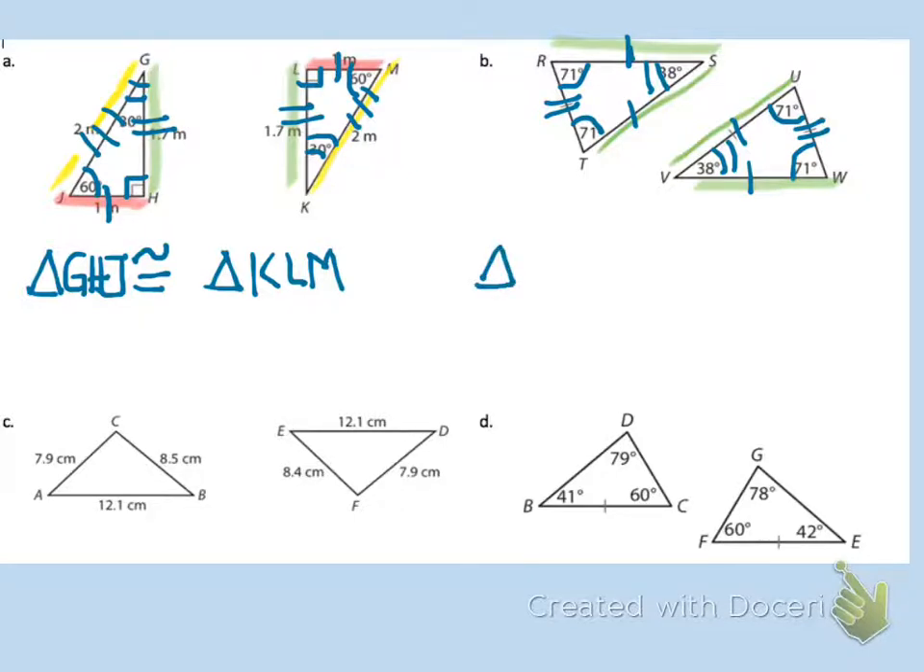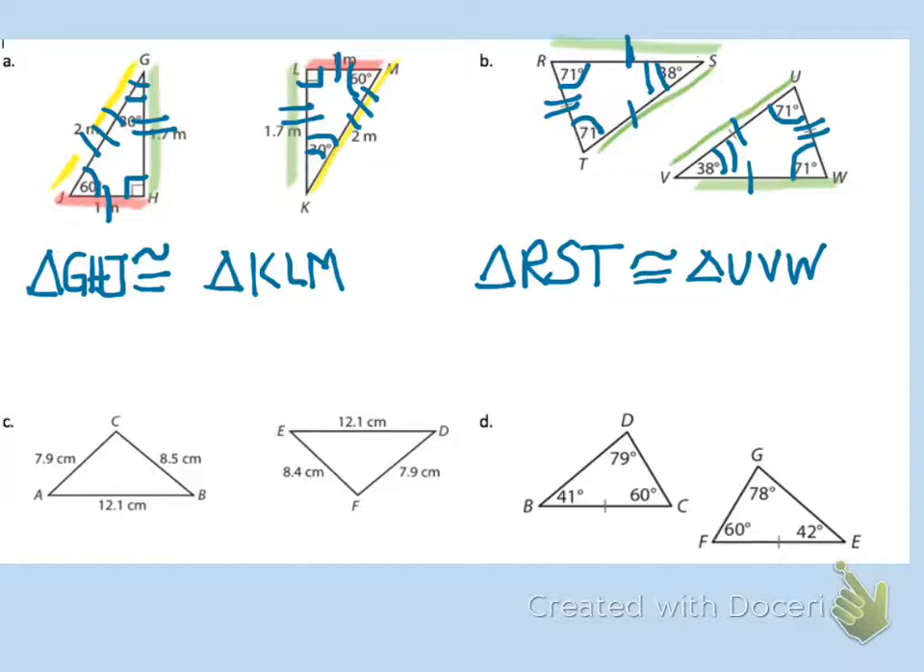So maybe I would say this is triangle RST, because I like the way that goes in alphabetical order. And then congruent to, so now I've got to find one of the angles that's the same as R. So maybe I'll go to U, and then I went from the 71 degree angle to the 38 degree angle, so I'll have to do that here. So if I start at U, I'll have to go to V, W. And those are congruent.